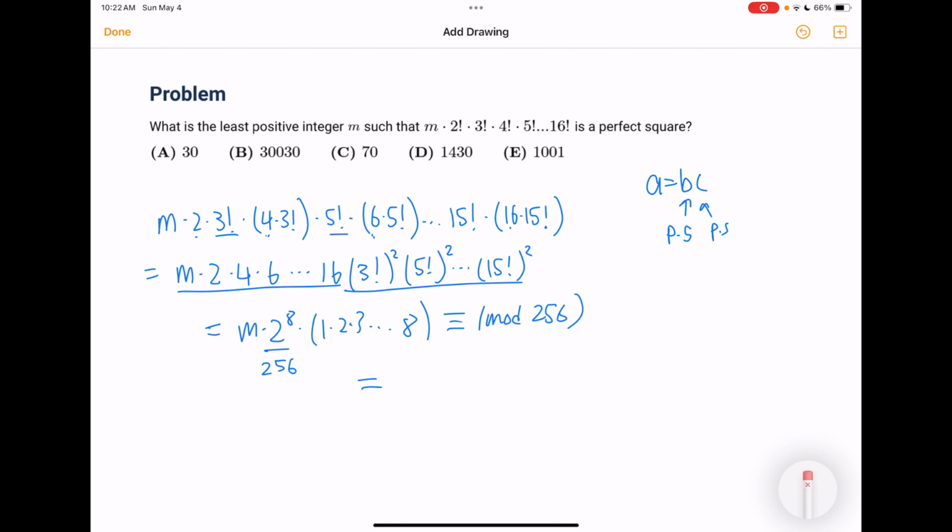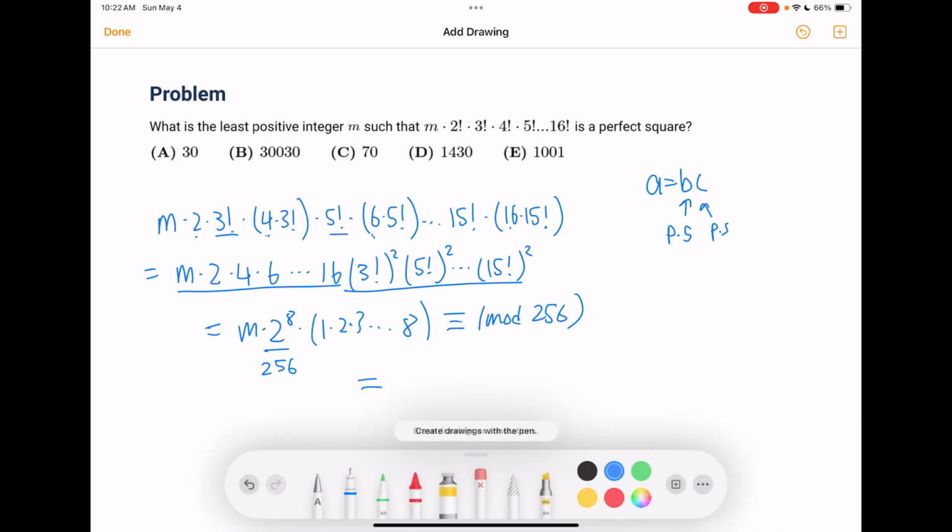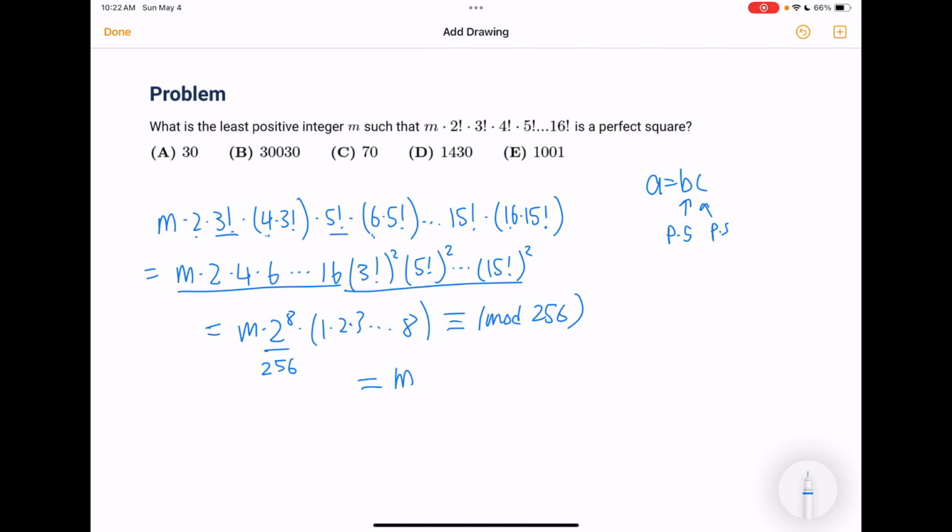So this would be m times 2 plus 3 plus 4 all the way up to 8. And I'm going to mod that once again to get m times 70. And so the smallest that m can be for 70 times m to be a perfect square is just 70 itself. So the answer would be C.